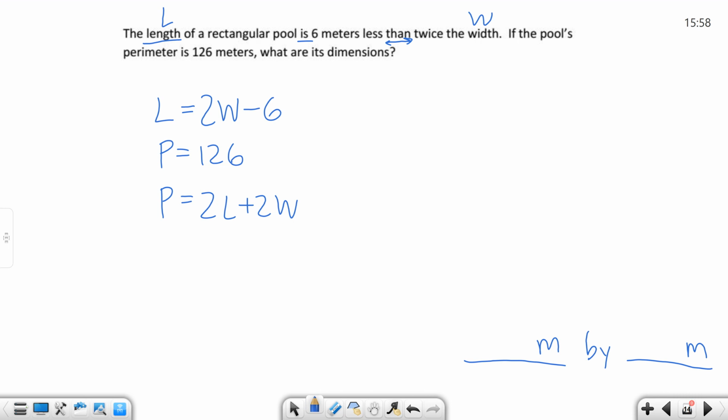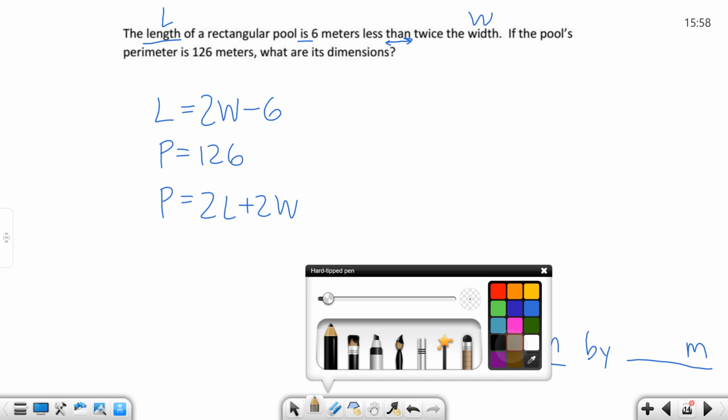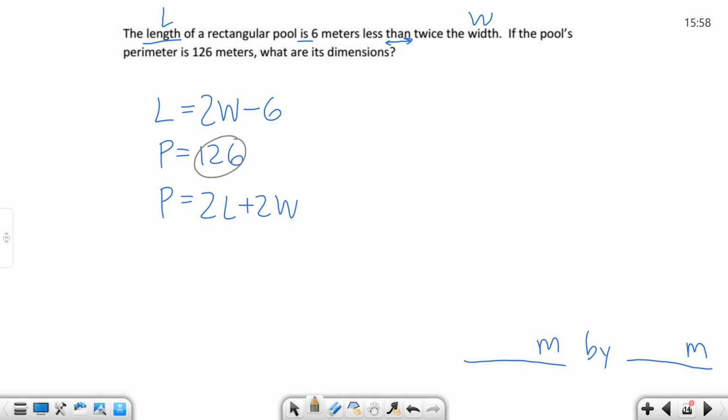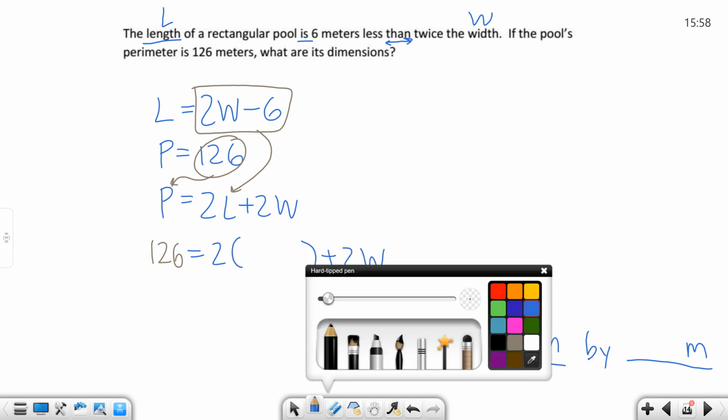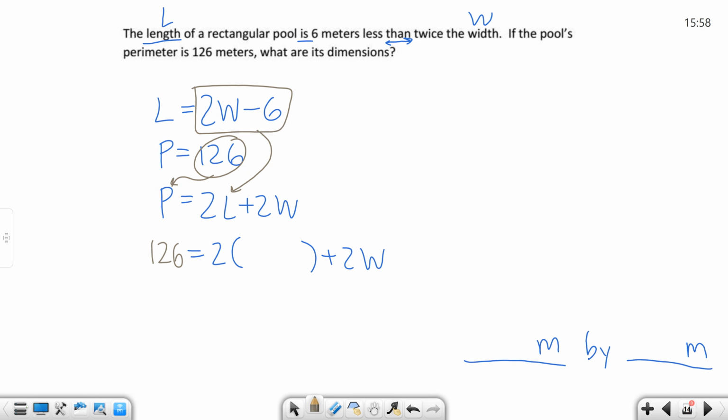Well, guess what? I know some things. Watch this. I know that 126 goes in for P, and I know that all of this goes in for L, right? So then what I'm going to do here is write 126 equals 2 times L plus 2W. Well, wait a minute. What was L? L was 2W minus 6.